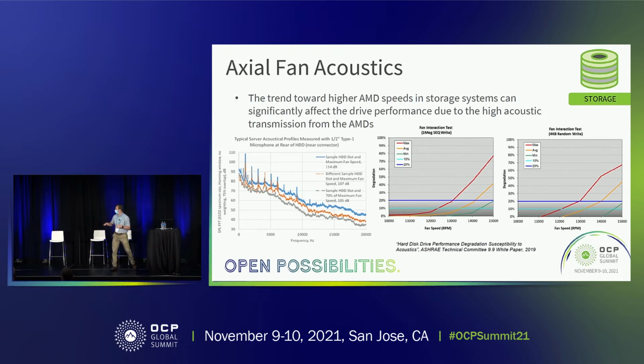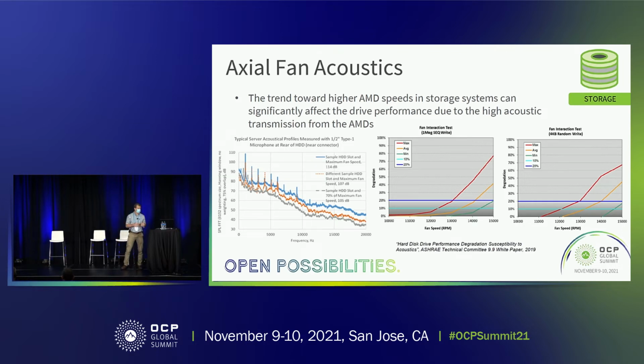More importantly, the two plots on the right, these are included in the Hard Disk Drive Performance Degradation Susceptibility ASHRAE Technical Committee white paper from 2019. But you got three curved lines. These are all drives in the back end of an enclosure. You got a max, an average, and a min. The two horizontal lines are one's at 20% and one's at 10%. And the vertical axis is percent degradation. And then the horizontal axis is fan speed.